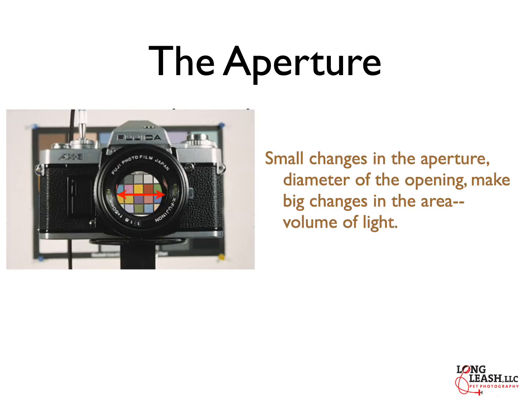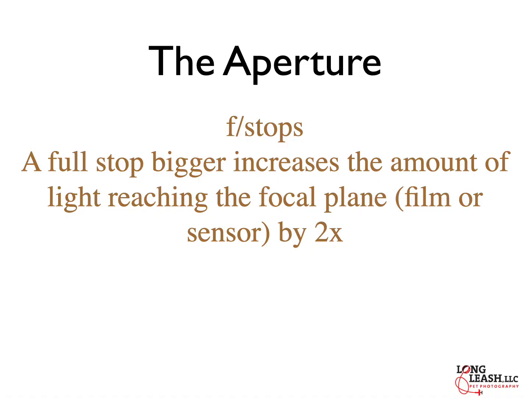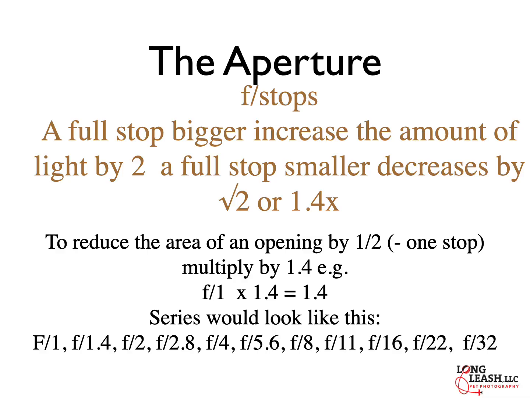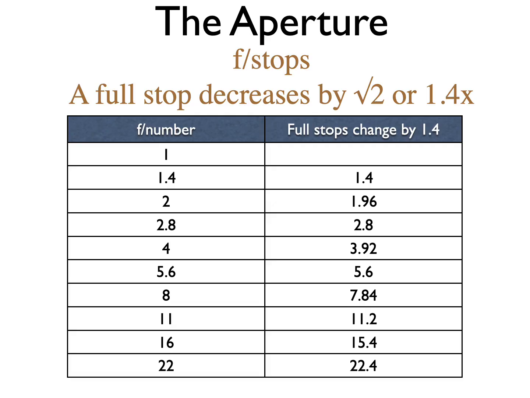So small changes in the aperture make big changes in the volume of light. If you increase your f-stop, you let in twice as much light. So if you go from f16 to f11, you're letting in twice as much light. f4 to 2.8, twice as much light. So each stop doubles the amount of light reaching the focal plane. Going the other direction, you multiply by the square root of 2, or 1.4, to get your lens opening. And this is how they actually do it.